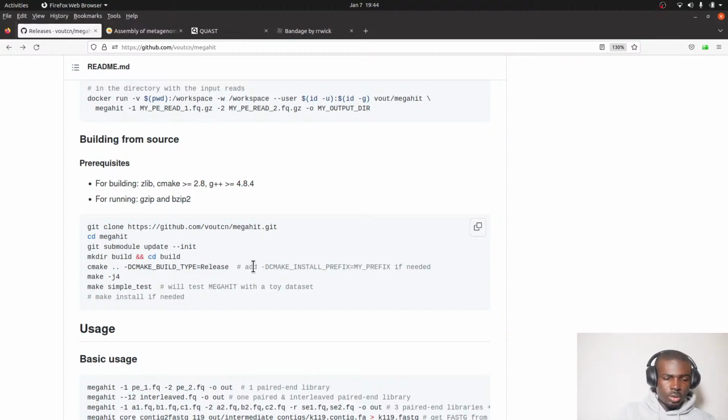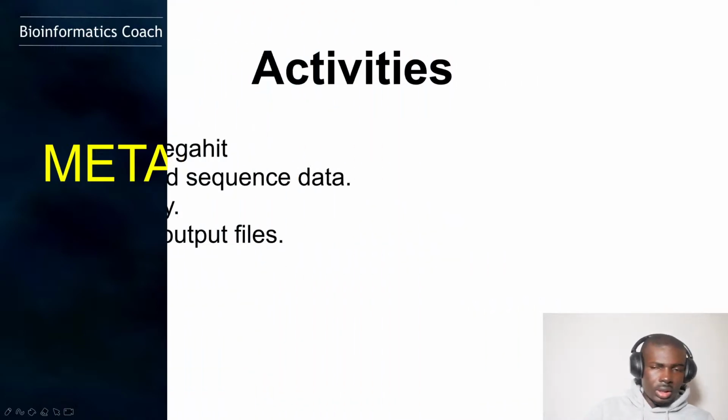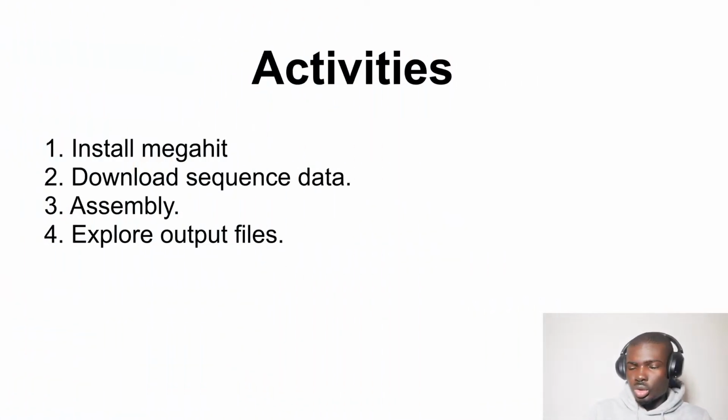These are the activities we are going to perform. Let me shift to the PowerPoint again. We are first going to install Megahit, and after that, we are going to download the example data. We will use the example data to perform the assembly. After that, we are going to assemble the data, and then explore the output file. So these are the 4 activities that we are going to do.